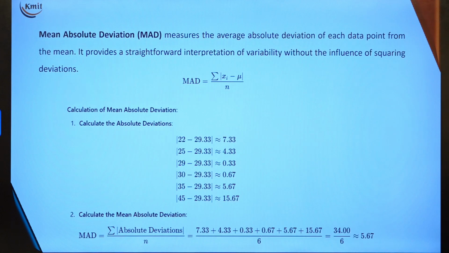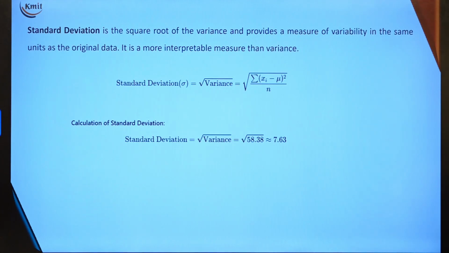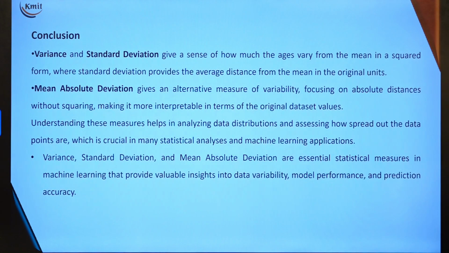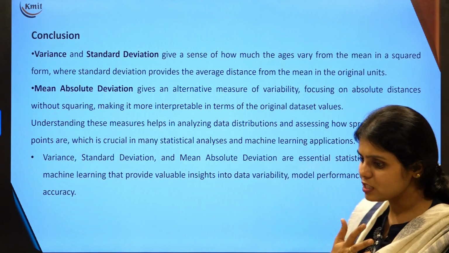And variance will clearly tell us the deviation of each point from the mean. Variance and standard deviation will give a sense of how much the ages vary from the mean in a squared form. When I talk about absolute deviation, it gives us an alternative measure of variability, focusing on absolute distances without squaring. This is basically used if you want to interpret the original data set values. Understanding these measures will help us in analyzing data distribution and assessing how the data points are spread in the data.